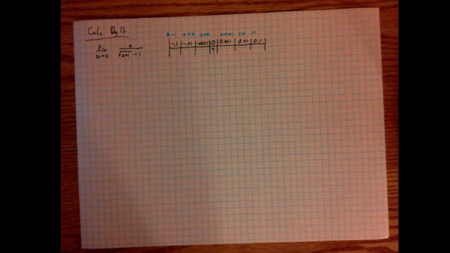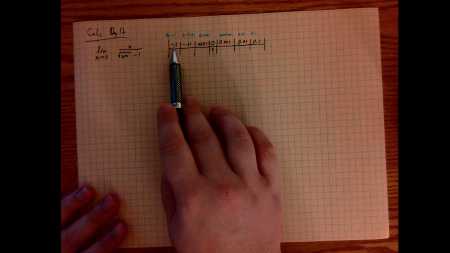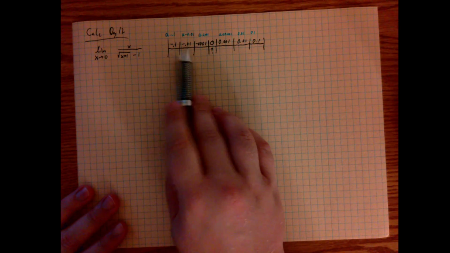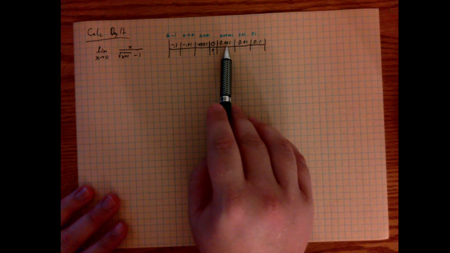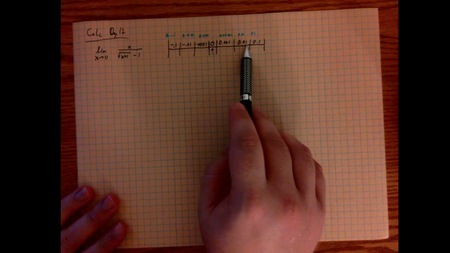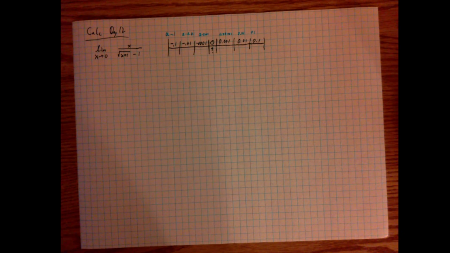Now I need to take that table and plug into it. So I need to plug into this equation negative 0.1, negative 0.01 and negative 0.001. Then I need to plug in 0.001, plug in 0.01, and plug in 0.1. This is going to take me some time. Calculators take some time, so I'm going to shortcut that step. Give me a moment.